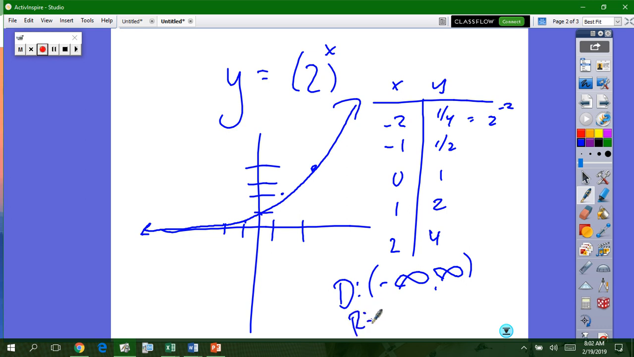What's the range? How low does this go? 0, right? Does it touch 0? Can I ever be 0? 2 to what power ever gets me 0? Nothing. So it's a parenthesis. It's approaching it, but it never gets there, right? And how high does it go? Infinity.